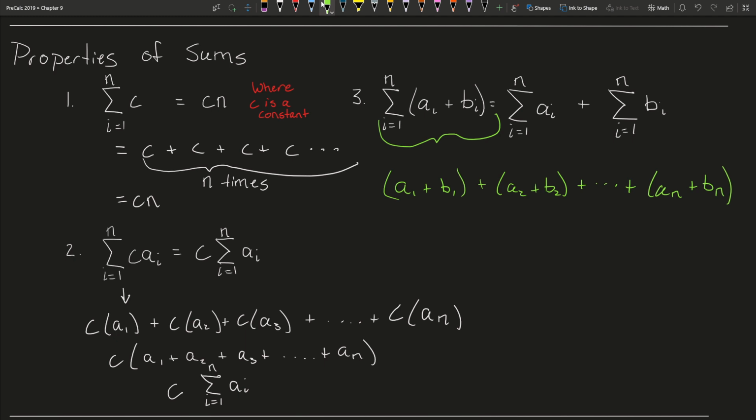Now, because we're just adding all of these things, these parentheses really don't matter. And we can add in any order, right? So we can put all the a's together.